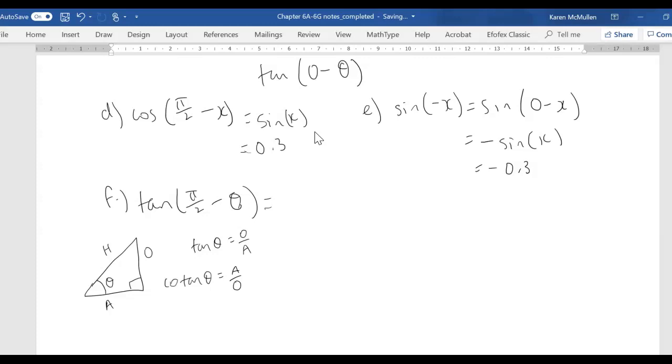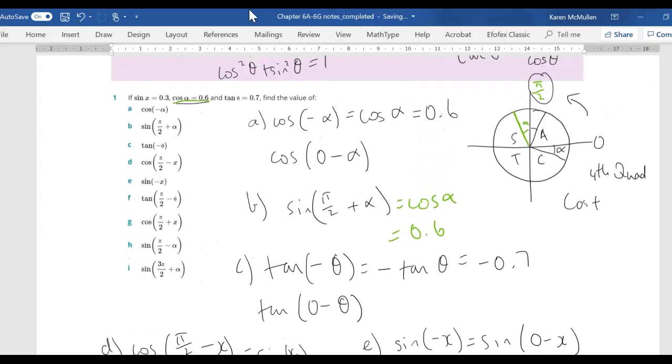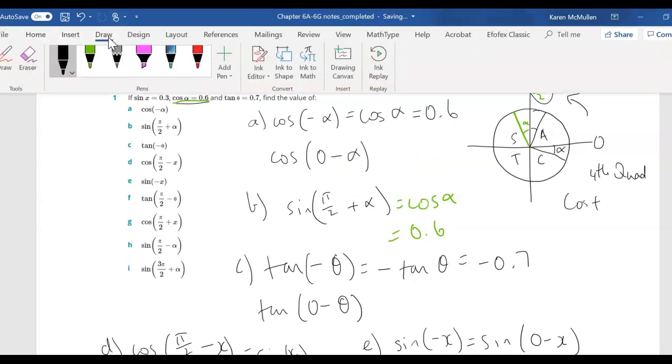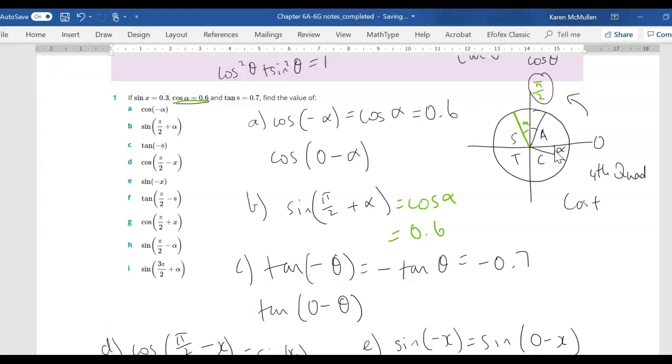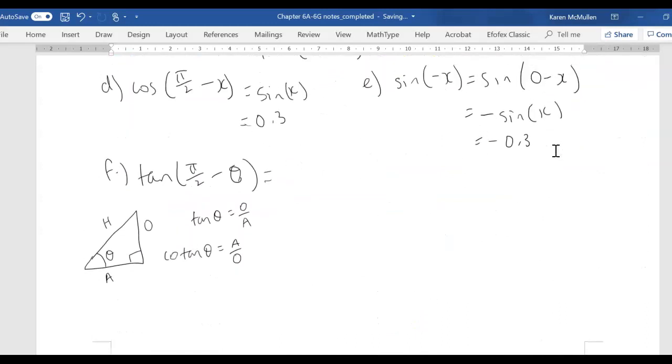When we're looking at pi on 2 minus theta, let me just get a different color in here so we can see it on our unit circle. We're at pi on 2 minus, so we're here, and that is theta. But we need to use the reference angle here, so we need to use its complementary. Even though it wasn't written in our little pink box, it might be worth adding: tan is opposite over adjacent, and cotan is just the reciprocal of that.